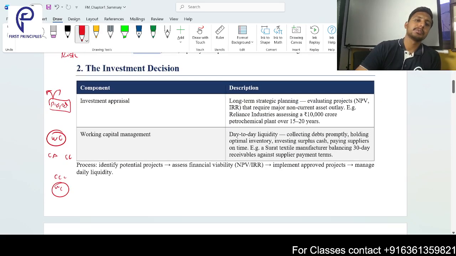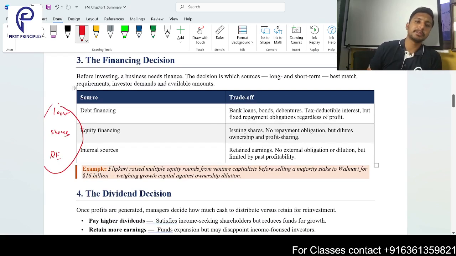First, we understood there are two types of decisions under investment: investment appraisal and working capital management. Then there are three for the financing decision: debt financing, equity financing, and internal sources. Either you use a loan, or you use shares, or you look to use your own retained earnings.